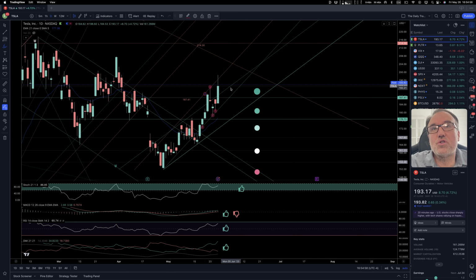So just to show that we were going a little bit slower at some point, but now it seems like we are resuming this faster, steeper bullish channel. We are not against that.